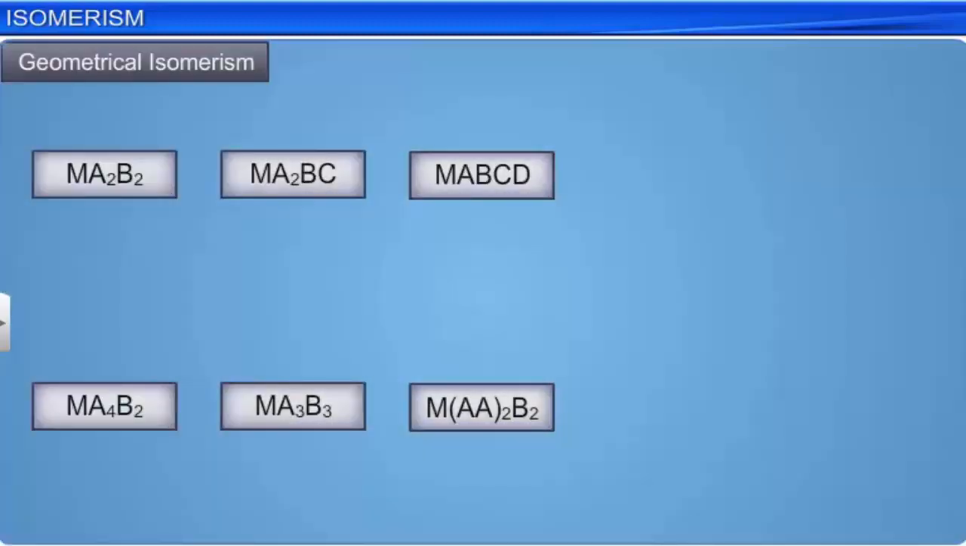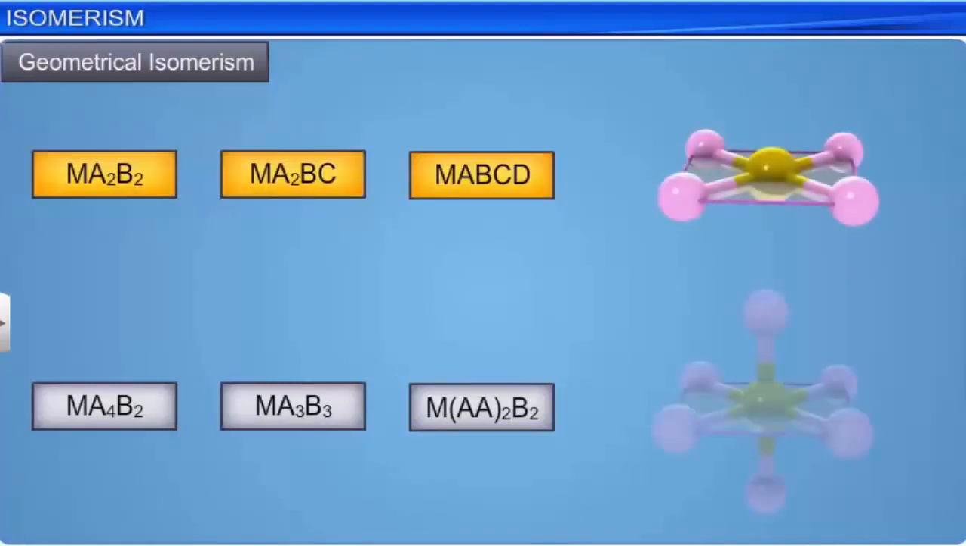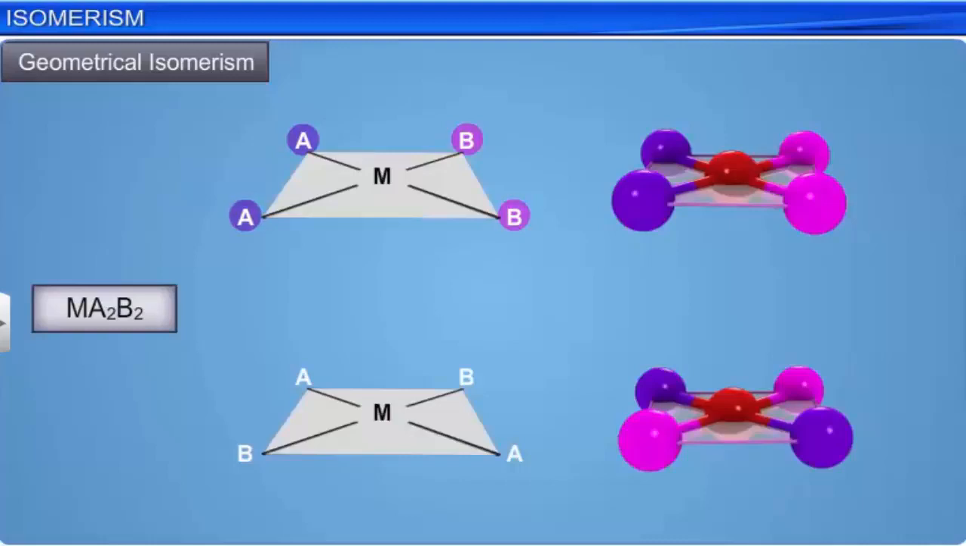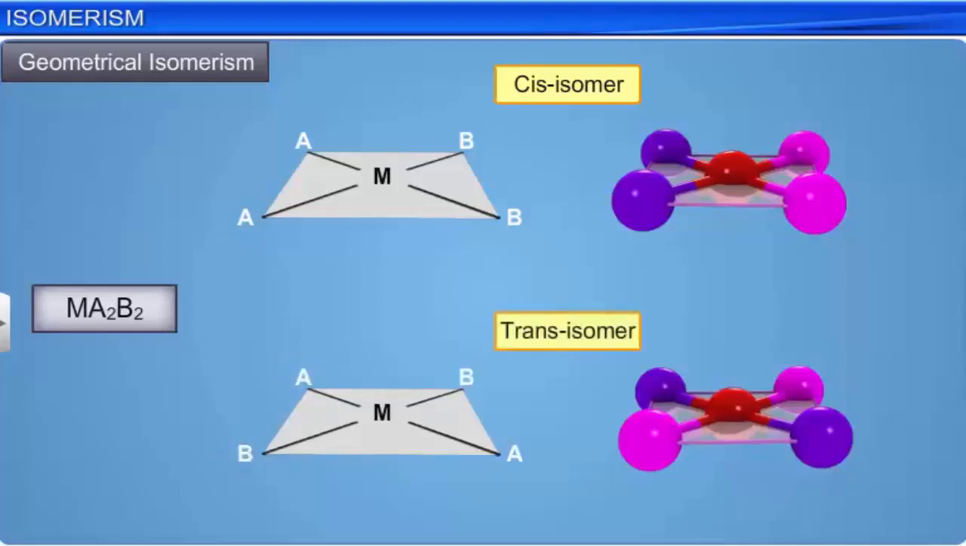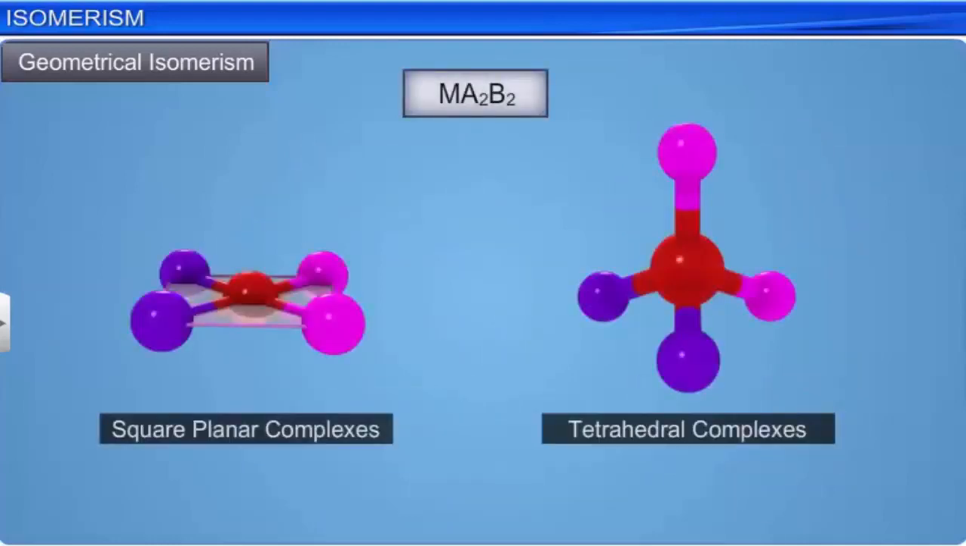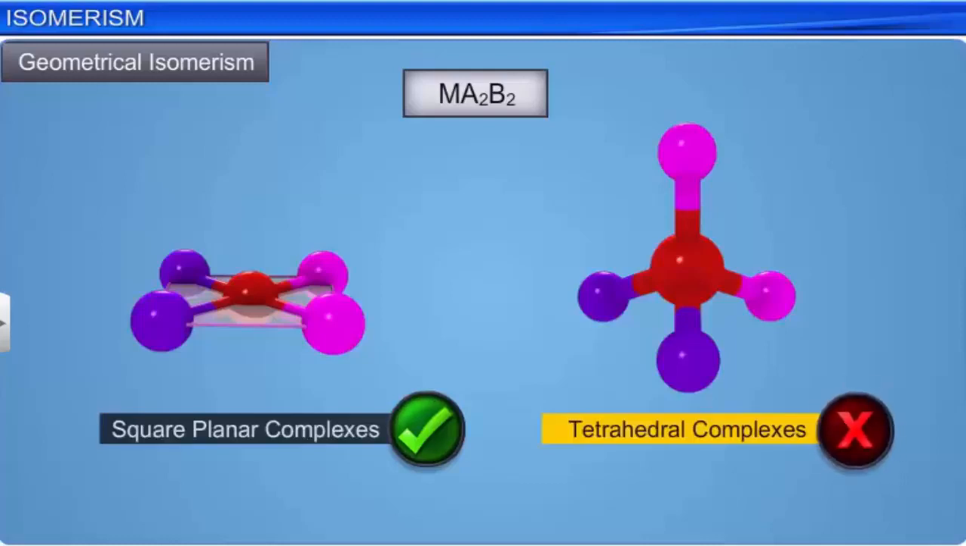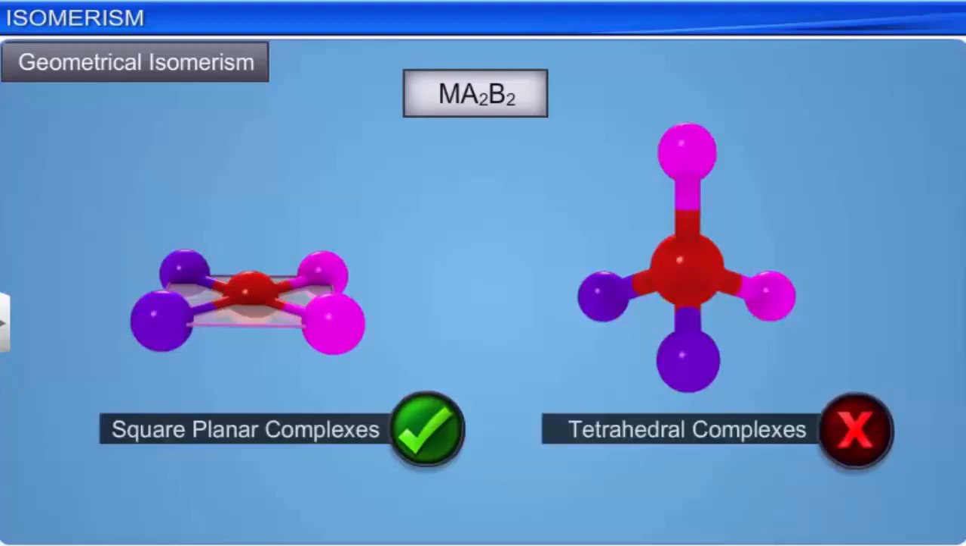The isomer in which the two identical groups are adjacent to each other is known as a cis isomer, while the isomer in which the two identical groups are diagonally opposite to each other is known as a trans isomer. It is important to note that only square planar complexes show the phenomenon of geometrical isomerism, and not tetrahedral complexes. This is because the relative positions of the unidentate ligands attached to the central metal atom in the tetrahedral geometry are the same with respect to each other.